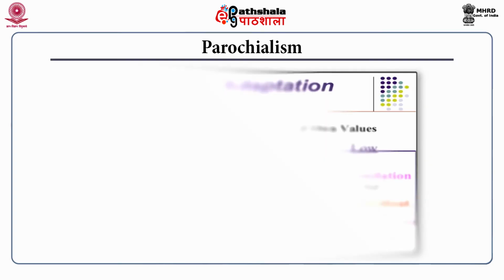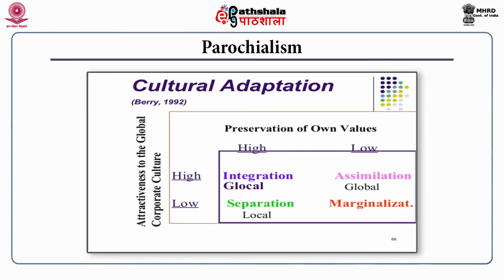In a model on cultural adaptation given by Berry in 1992, the diagram displays two axes. On the x-axis, we have preservation of own values. On the y-axis, we have attractiveness towards the global corporate culture. In the first dimension, separation, which is called local, we have low attractiveness towards the global culture and high preservation of our own values.